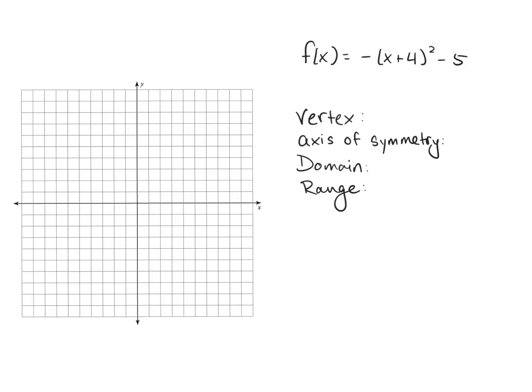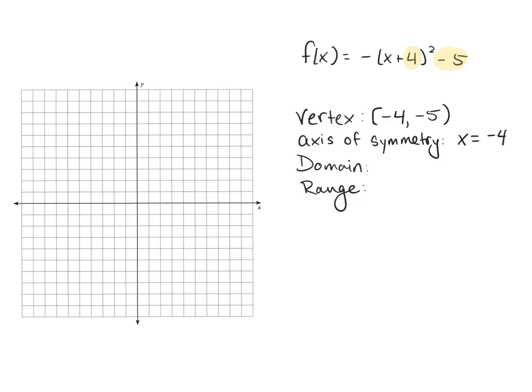So for this one here, we have 4 as our h value, and it's x plus 4, which means we're dealing with a negative 4 as our h value. And we have negative 5 as our k value. So that means that our vertex here is going to be at negative 4, negative 5. And if our vertex is at negative 4, negative 5, our axis of symmetry is going to be x is equal to negative 4.